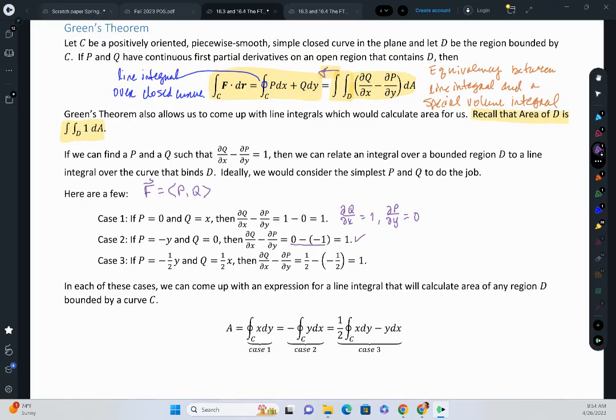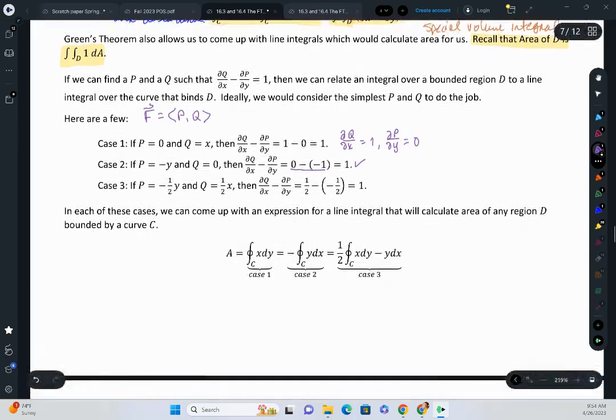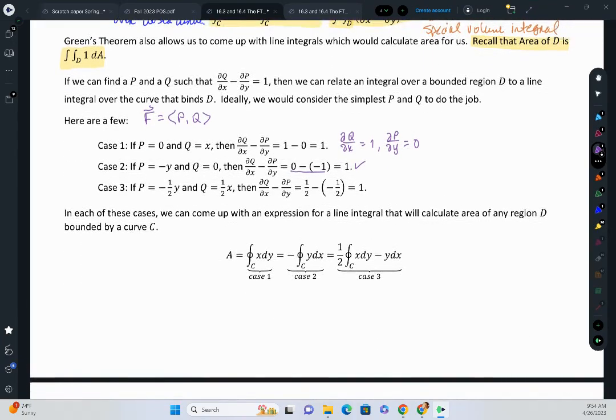So we could choose any one of those situations, and if we forget those, we can make one up. The only criteria is that the P and the Q that you choose should be such that if you were to calculate del Q del x minus del P del y, you would want it to equal 1. That's it. So in each of these cases, we can come up with expressions for a line integral that will calculate the area of any region D that's bounded by a curve C. And these are written out right here.